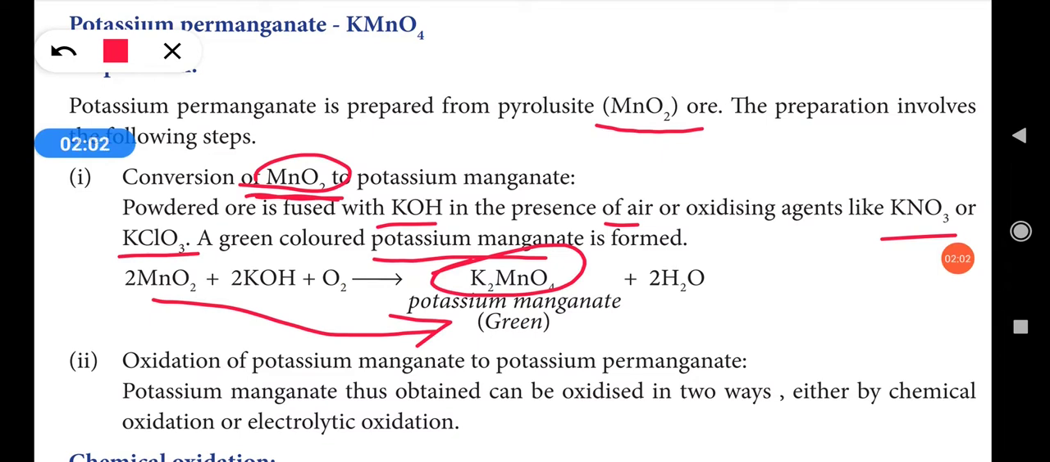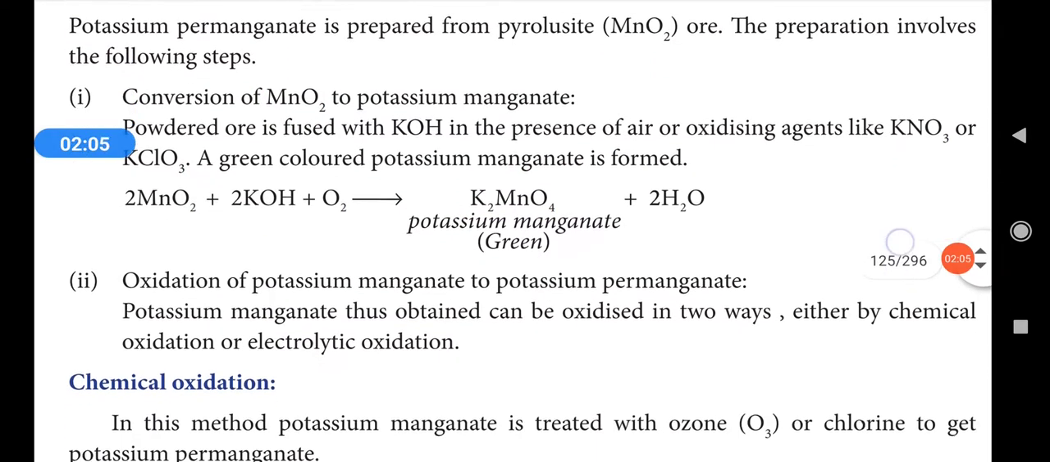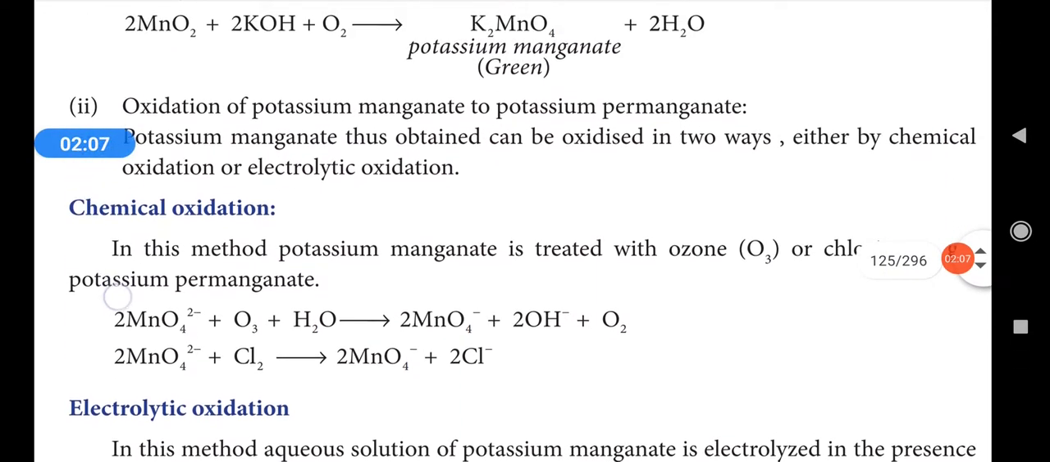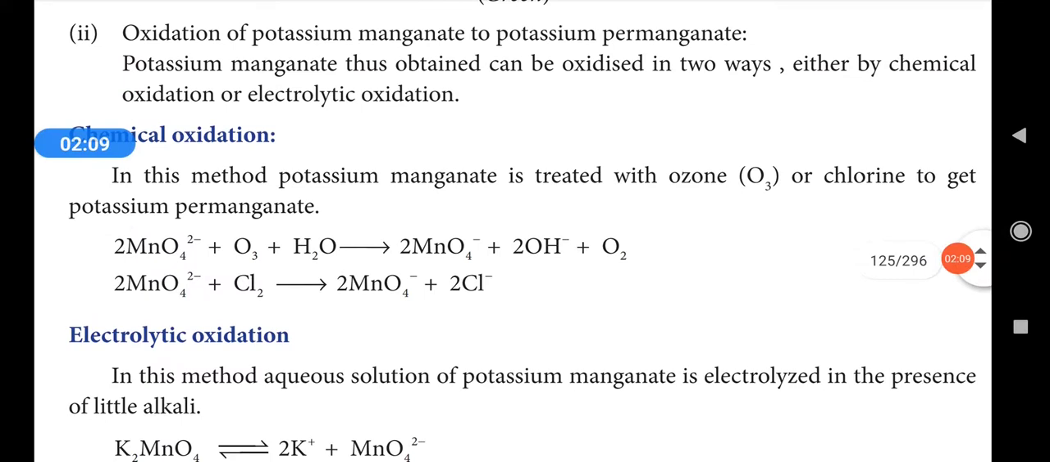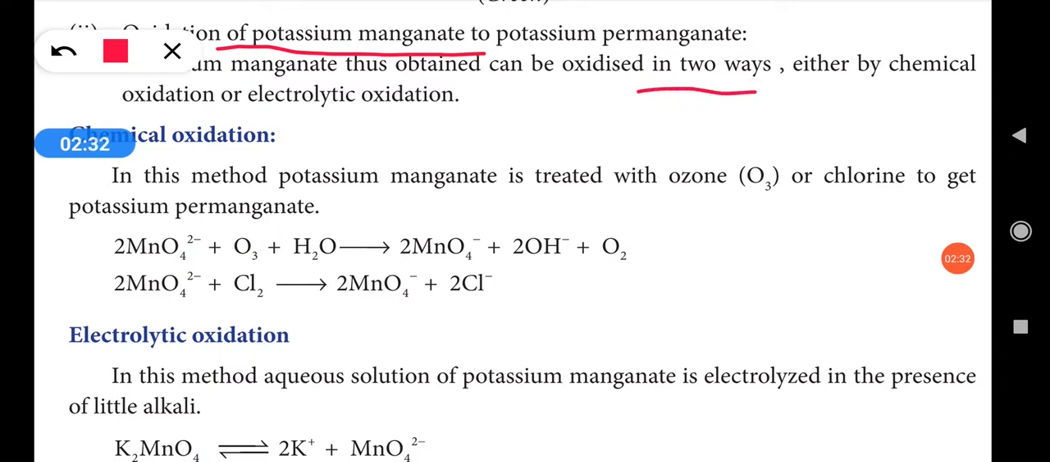color, along with water. The next step is oxidation of potassium manganate to potassium permanganate. Oxidation can be carried out in two different ways. We have prepared potassium manganate, K2MnO4. We are going to oxidize it to KMnO4, potassium permanganate. So it can be oxidized in two different ways, either by the chemical oxidation method or the electrolytic method.